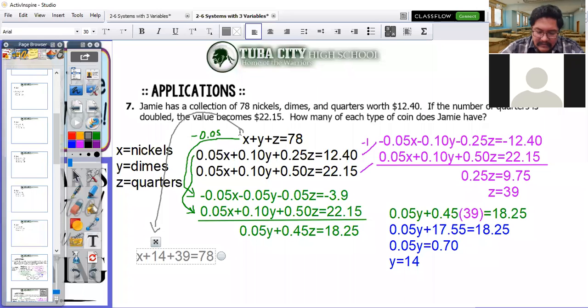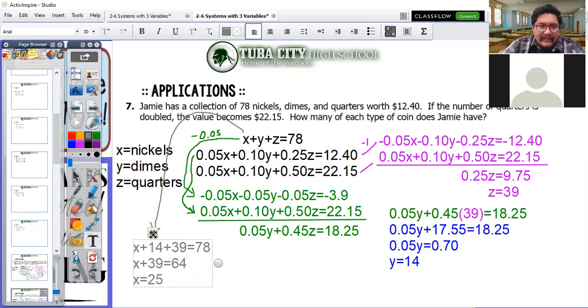So 78, and I can add these together. So minus 39, that would be 70, oh, hold on, 78 minus 14, and that would be 64. So X plus 39 equals 64. And then I'm gonna minus 39 from both sides as well, so that we get 25. So 25 nickels, X equals 25. And again, just some basic algebra. I know it's not the best way to show this, but it's just again doing the same thing to both sides.